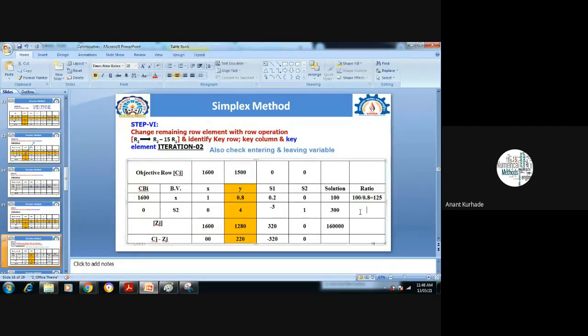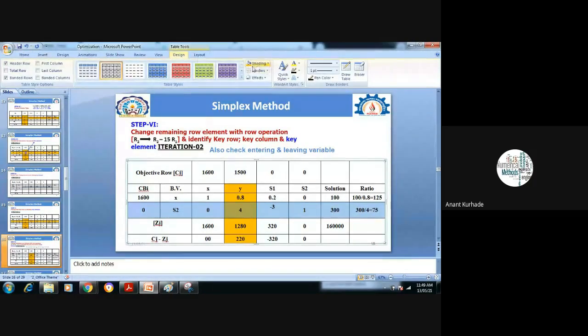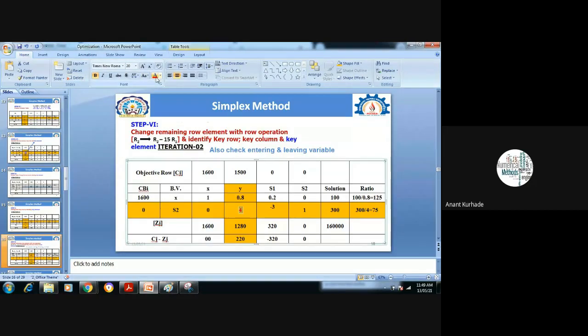Tell me, here 300 divided by 4. Why 4? Because it is the respective element from this column. What is the value? It is 75. Which one is minimum? 75 is minimum. Assign this as the key row. And this value of 4 you can take as the key element. Is it fine up to here? Any doubt?